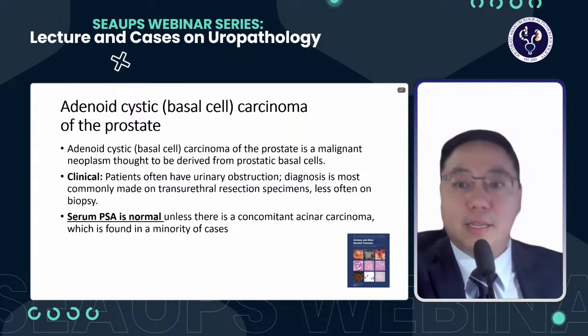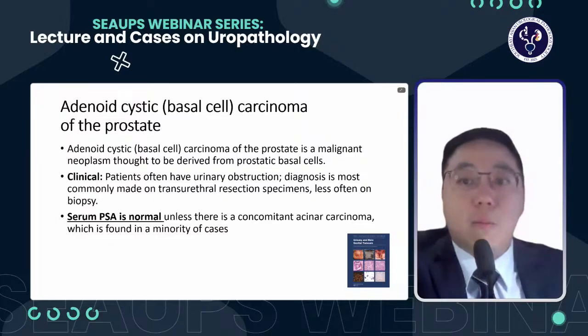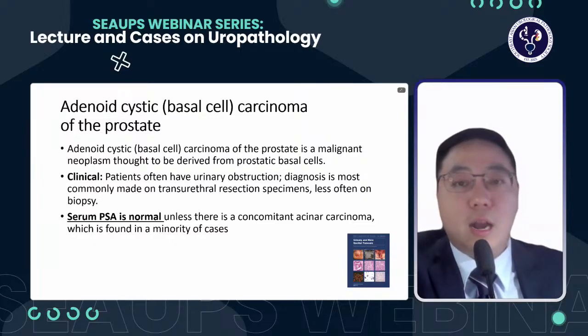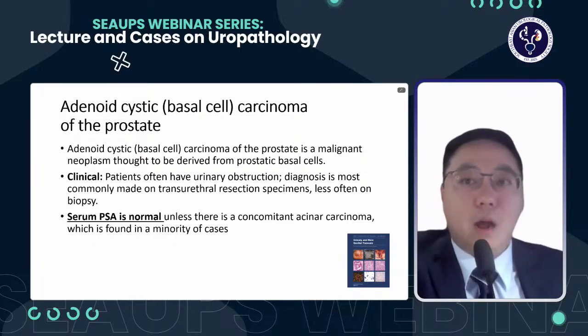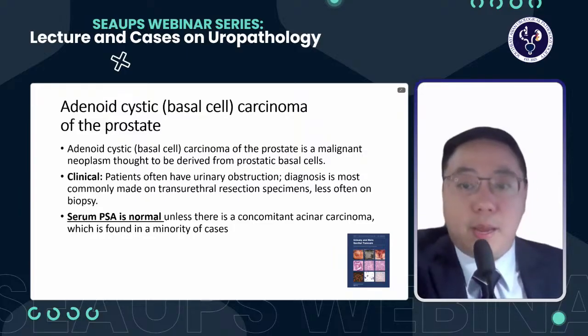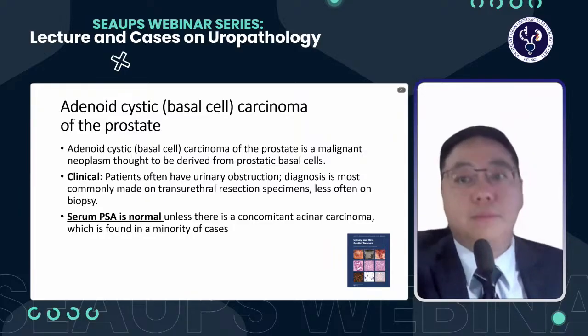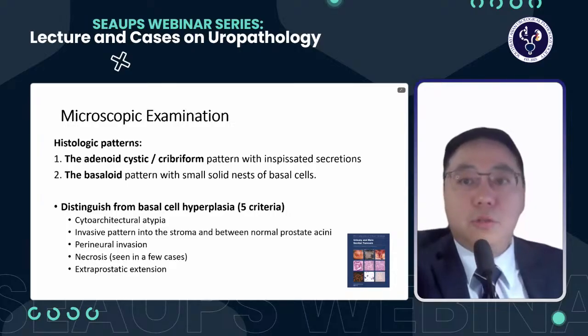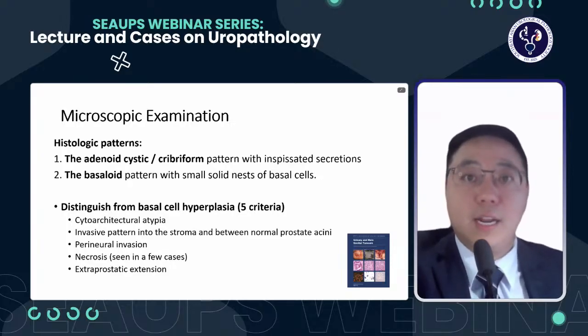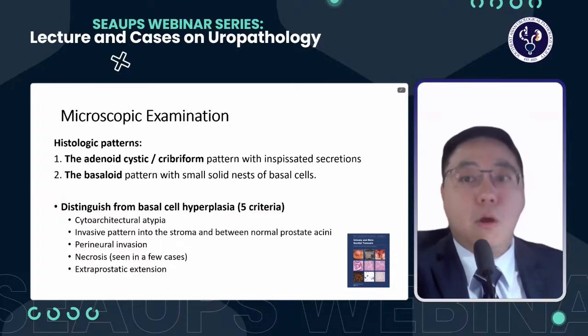as in this case. Notably, serum PSA levels are typically within the normal range unless there is a concomitant acinar adenocarcinoma, which occurs in a minority of cases, as observed in our case where the PSA level was within the normal limit. There are 2 histologic patterns of this tumor. First is the adenocystic or cribriform pattern with inspissated secretions in the lumens, and the second is the basaloid pattern consisting of small cell nests of the basal cells, as in this case.